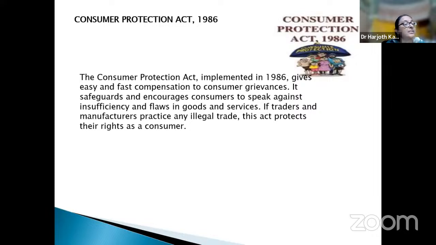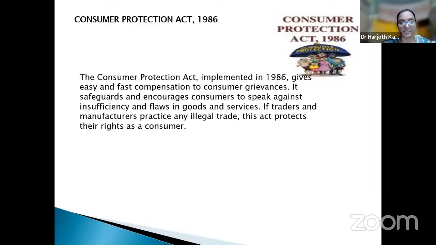See, the structure of this Consumer Protection Act is, number one, a three-tier quasi-judicial machinery at the national level, at the state level, and at the district level. And the National Consumer Disputes Redressal Commission is there, second. Then State Consumer Disputes Redressal Commissions are there. We call it the State Commission. And we have district consumer disputes redressal forums. We call it the district forum. So this is the structure of the Consumer Protection Act 1986.